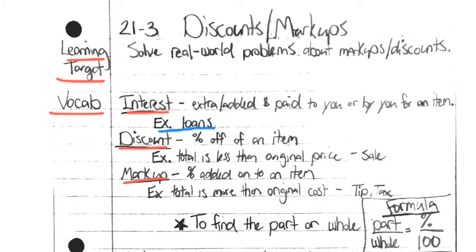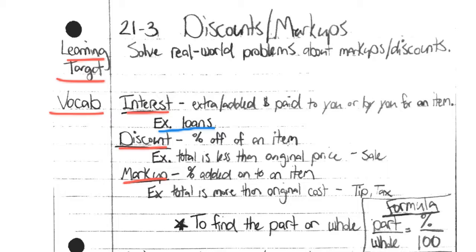The next one is a discount. A discount would be a percentage off of an item, like a sale item. So, for example, the total has to be less than the original price. When we do these problems, we're going to ask ourselves, does this answer make sense? And if you were doing a discount problem and you got an amount that was more than the original, then that wouldn't make any sense, because a discount means you're getting a sale price, so it should be less.